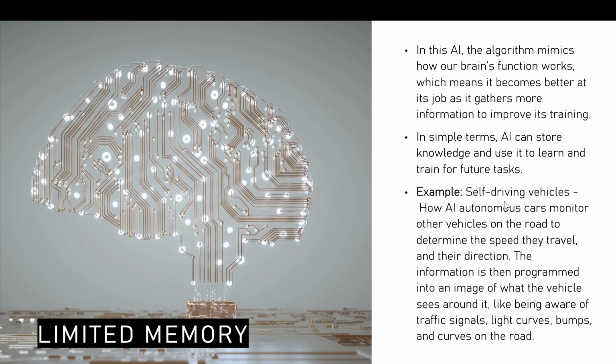The example we have is self-driving vehicles. AI autonomous cars monitor other vehicles on the road to determine the speed they travel and their direction. The information is then programmed into an image of what the vehicle sees around it, like being aware of traffic signals, light curves, bumps, and curves on the road.